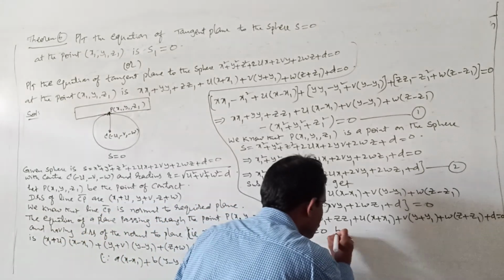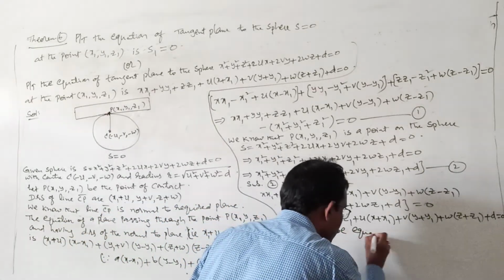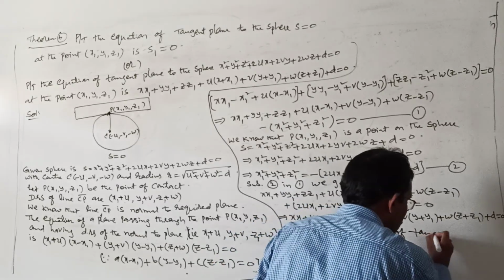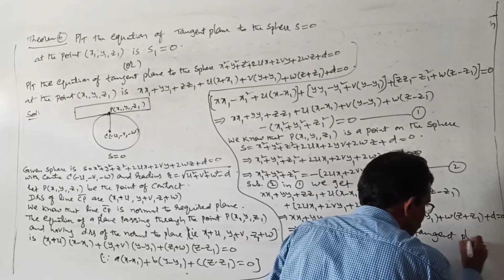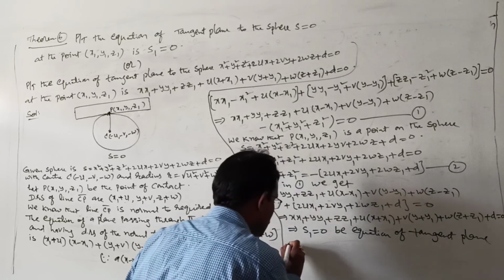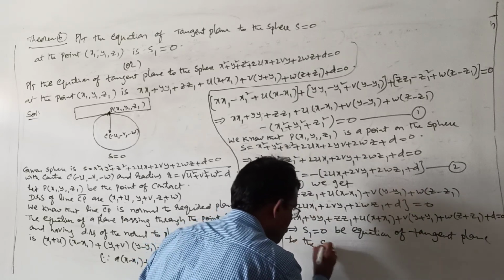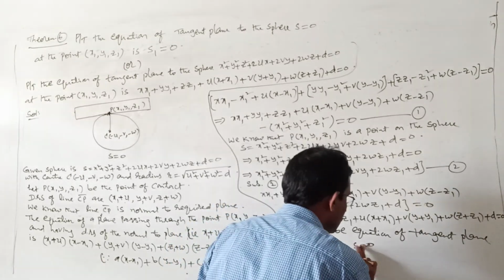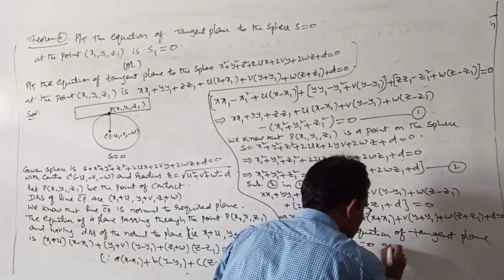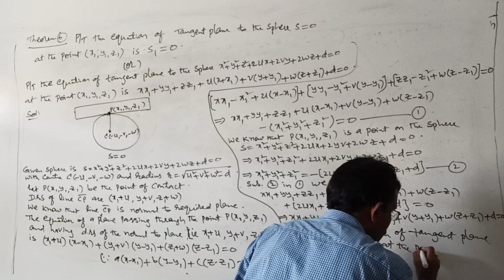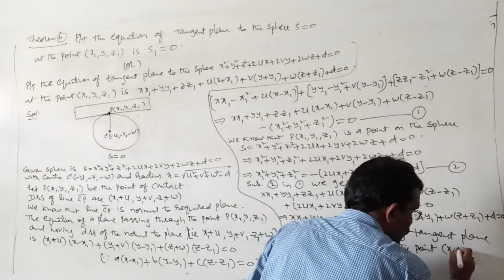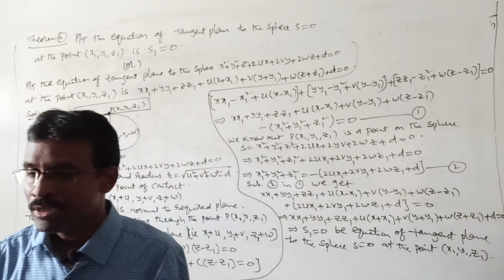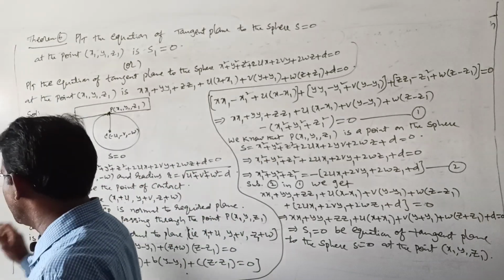This is the equation of the tangent plane to the sphere S equal to 0 at the point (x1, y1, z1). This is about your theorem, right? Here we did this theorem.